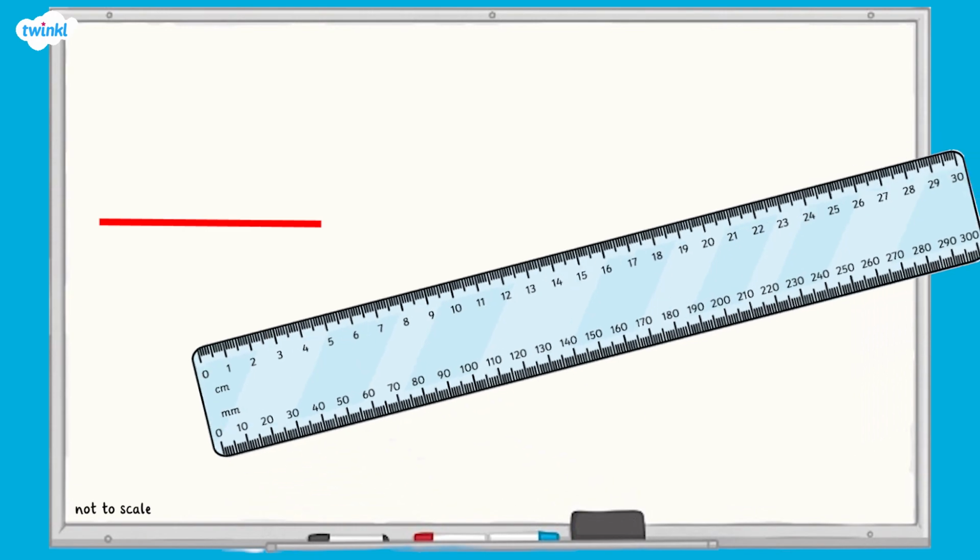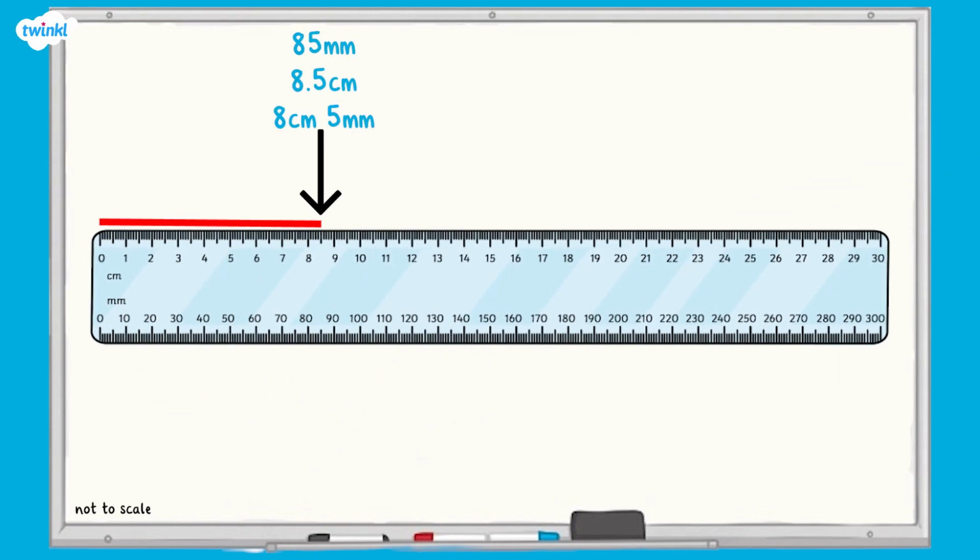In this example, the red line is equal to 85 millimetres, 8.5 centimetres, or 8 centimetres and 5 millimetres. The 0 of the ruler has been lined up to the end of the red line.